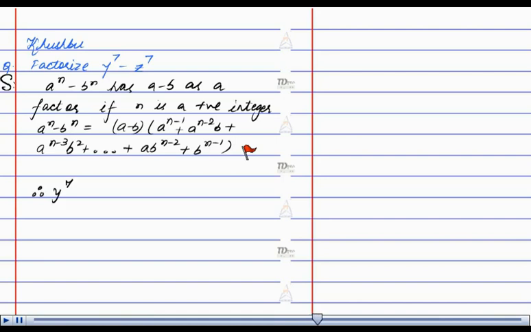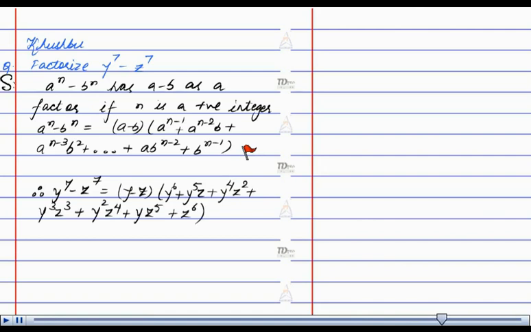y to the power 7 minus z to the power 7 as (y minus z) into (y to the power 6 plus y to the power 5 into z plus y to the power 4 into z square plus y cube into z cube plus y square into z to the power 4 plus y into z to the power 5 plus z to the power 6). This is the required factorization.